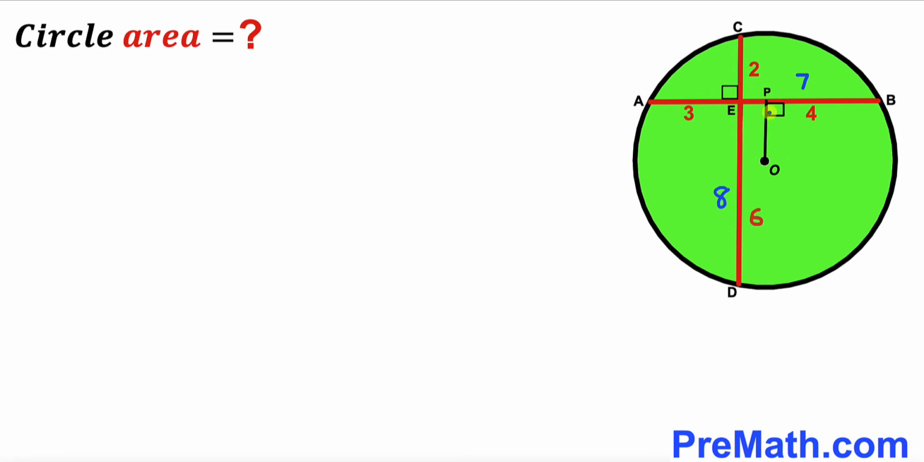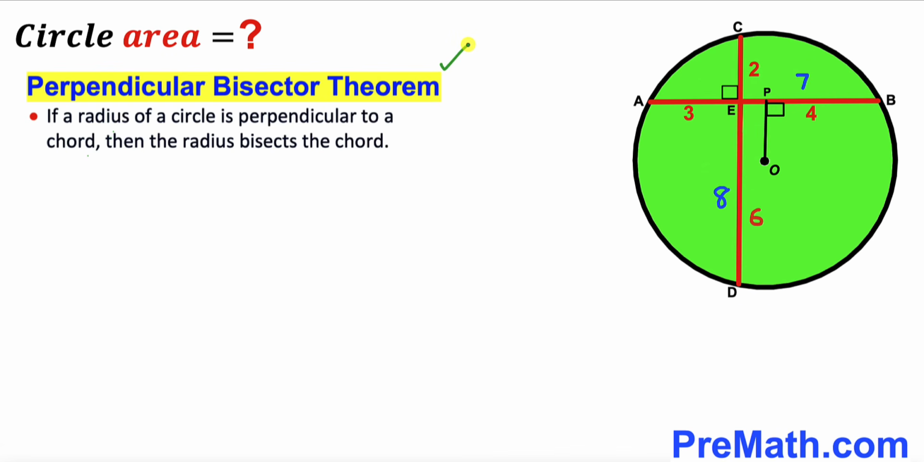Likewise, this whole chord AB length is 3 plus 4, which gives us 7 units. In this next step, I have dropped this perpendicular OP on this chord AB. Now let's recall the perpendicular bisector theorem. According to this theorem, if a radius of a circle is perpendicular to a chord, then the radius bisects the chord. So no wonder this perpendicular OP is going to bisect this chord AB into two equal parts.